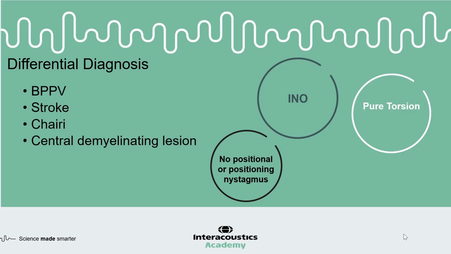So in this gentleman, what we see is no positional or positioning nystagmus. He has an INO. He has an asymmetrical unilateral right eye only gaze evoked nystagmus in pure torsion. So these are all indicators that this is a central lesion. And since he's a patient being treated for multiple sclerosis, it's very likely that this is attributed to his multiple sclerosis.